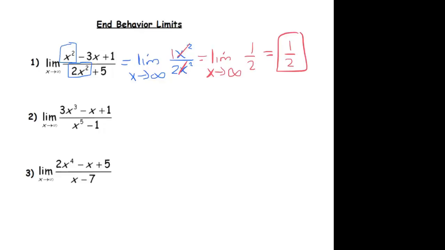In number 2, similar idea. The numerator in the long run, as x goes to infinity, really just starts to behave like 3x cubed. And in the long run, the denominator just starts to behave like x to the 5th. So this answer is going to be the same as this answer. And here, there are a few options. One is to just notice that if you plug in a really big number into this expression, the denominator is going to get bigger more quickly than the numerator. And when the denominator gets bigger quickly, then the whole expression goes to 0. Okay, so this is going to go to 0.